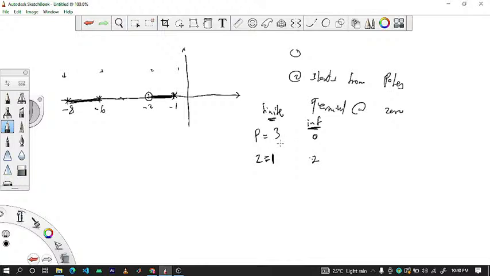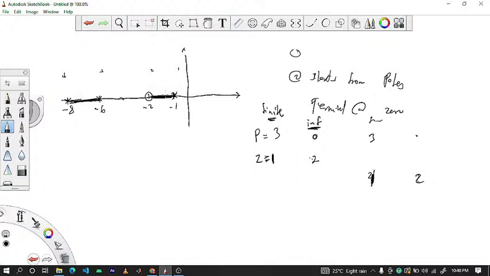Am I making sense? Take it like this. I have 3 finite poles. I have 1 finite zero. They must be the same. How many must I add to the zeros to get the poles? 2. Which means there are 2 zeros at infinity. That's all. So there are some zeros at infinity somewhere in space.